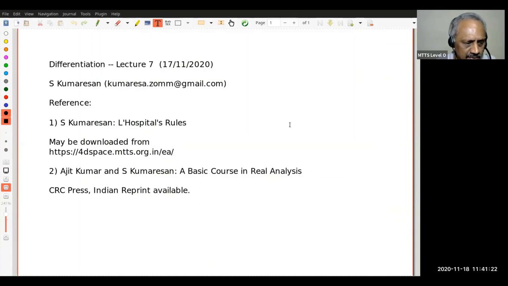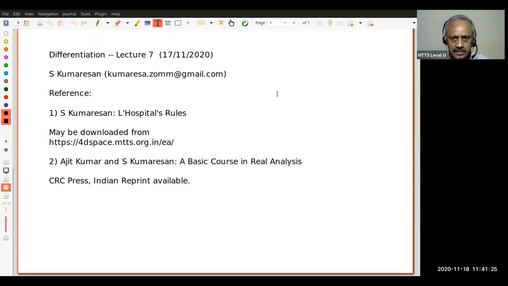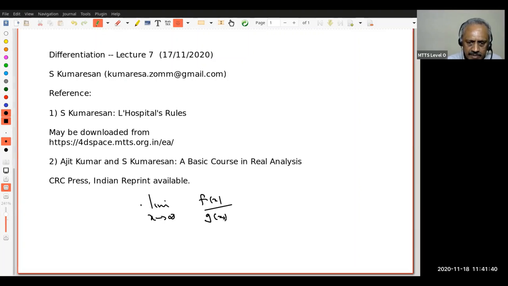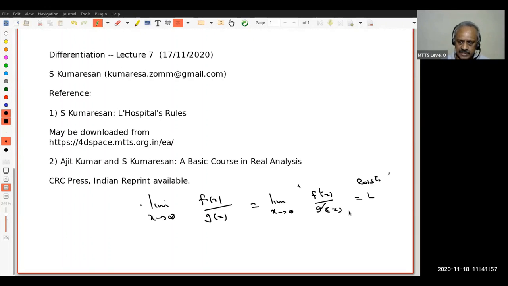The theorem we want to prove is the following version of L'Hopital's rule. Let me just write it loosely. The limit as x tends to infinity of f(x) by g(x) equals the limit as x tends to infinity of f dash x by g dash x, if this exists. Assume the limit of f dash x by g dash x exists and is equal to L. Then I want to prove the limit of f(x) by g(x) exists and equals this.